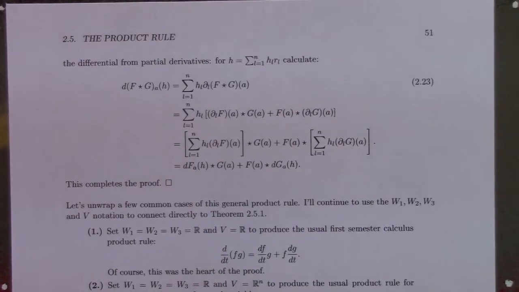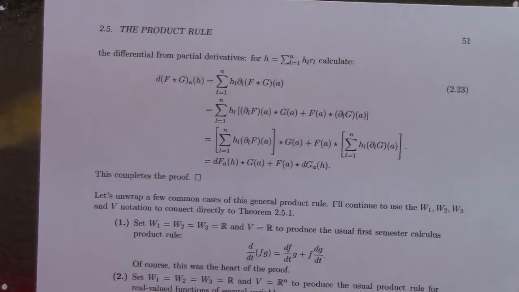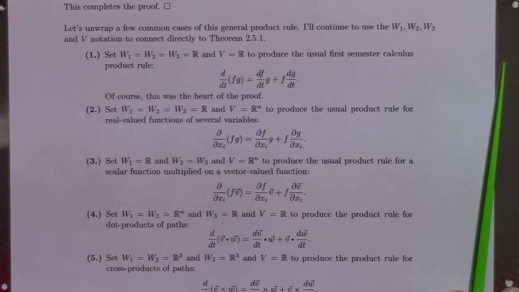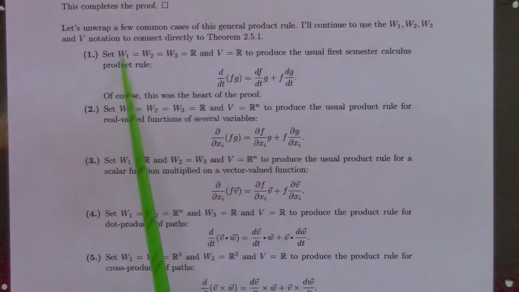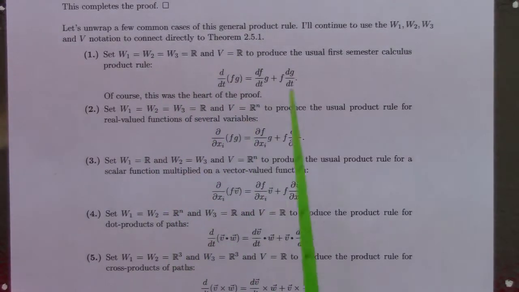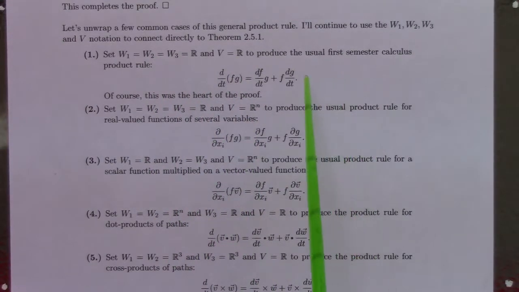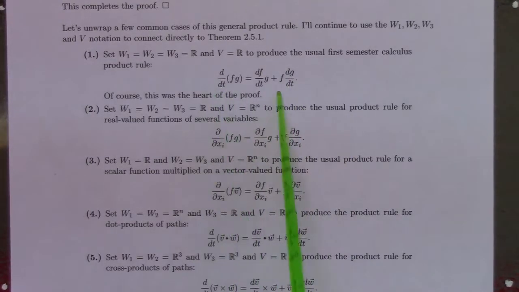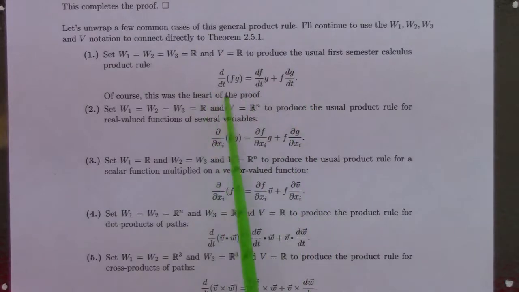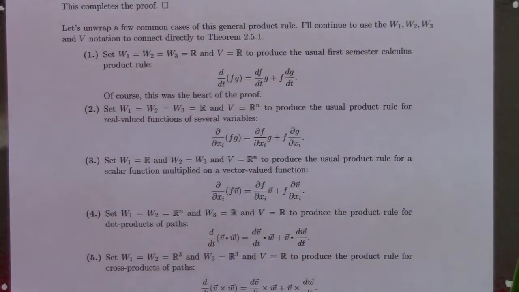Now, you're like, what's a star product? Well, I think the real question to ask is, what's not a star product? So, for example, if I set W1, W2, W3, R, and V equal to R, then this thing we just did is the usual product rule from Calculus 1. Of course, that's not surprising, since that was the critical step I assumed in the middle to prove it.